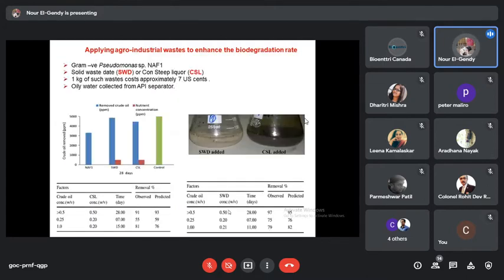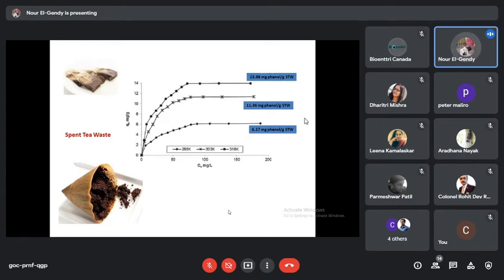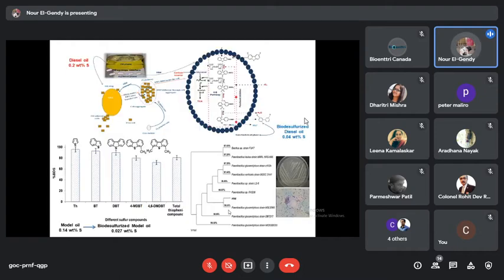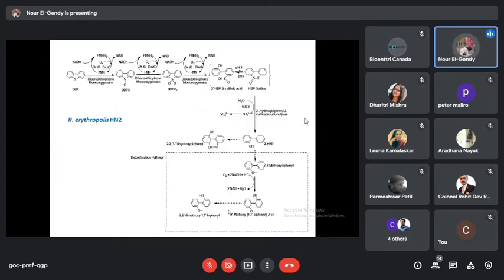We also applied different agro-industrial waste from the food industry, like solid waste date, for enhancing the biodegradation process. We have used spent tea waste for the bioabsorption of different phenols from petrochemical industrial wastewater effluents at a wide range of temperature. We have our own isolate in our lab to desulfurize the crude oil, reaching approximately complete removal of 0.28% sulfur without affecting its hydrocarbon skeleton and calorific value. We also have our own isolates which can detoxify the produced phenolic compounds.